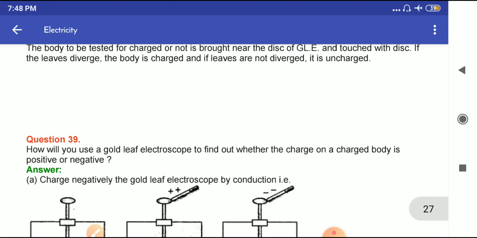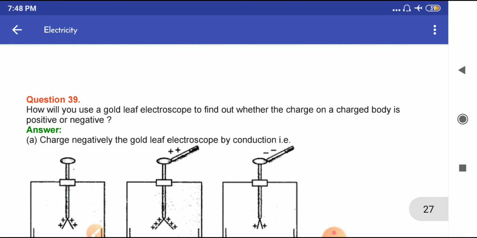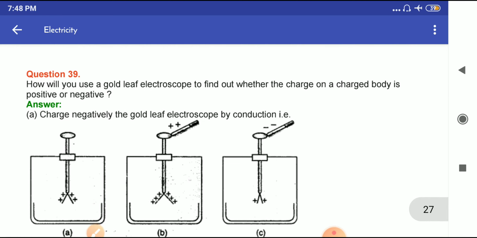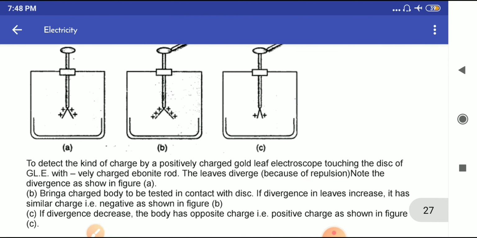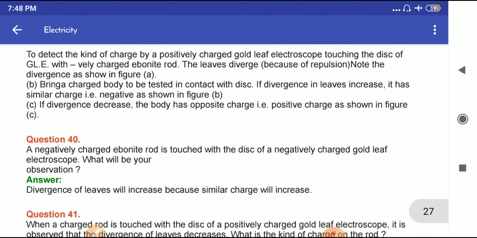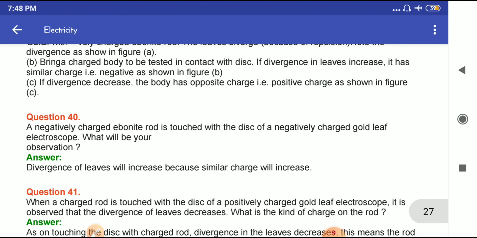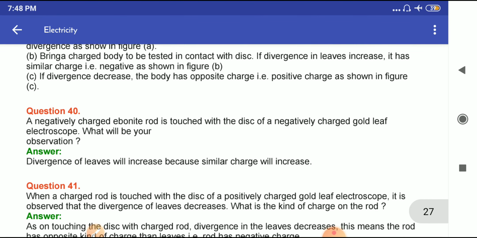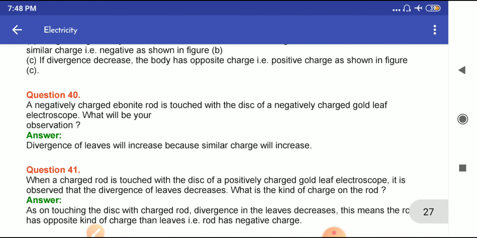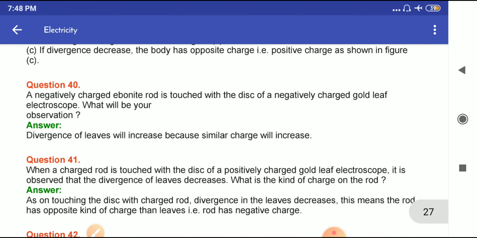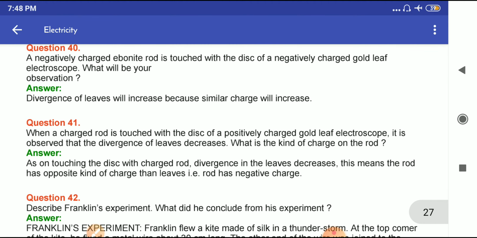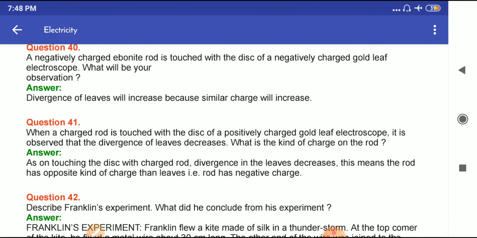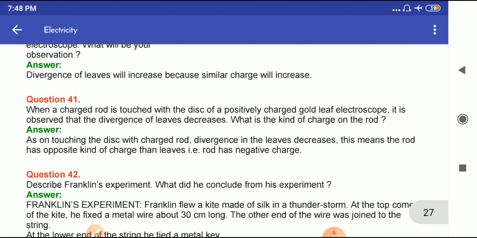Question number 39. How will you use a gold leaf electroscope to find out whether the charge on a charged body is positive or negative? So, this is your answer. Question number 40. A negatively charged ebonite rod is touched with the disc of a negatively charged gold leaf electroscope. What will be your observation? So the divergence of the leaves will increase because similar charge will increase.